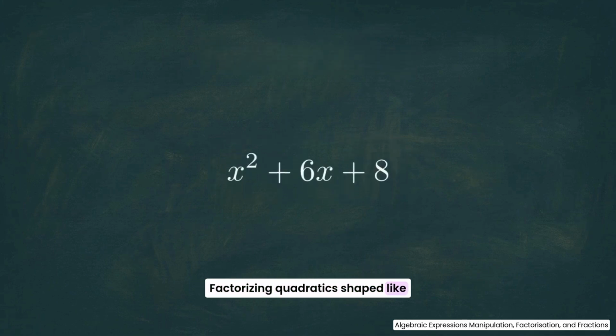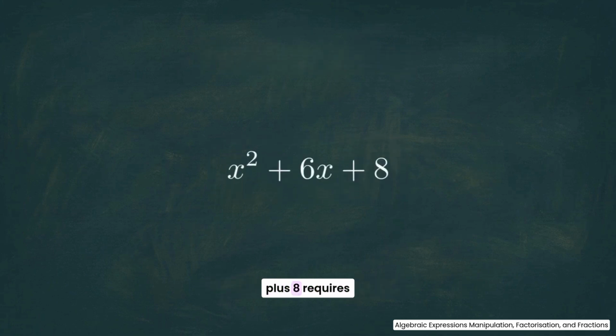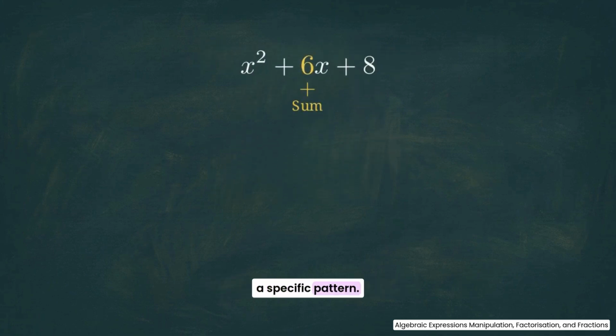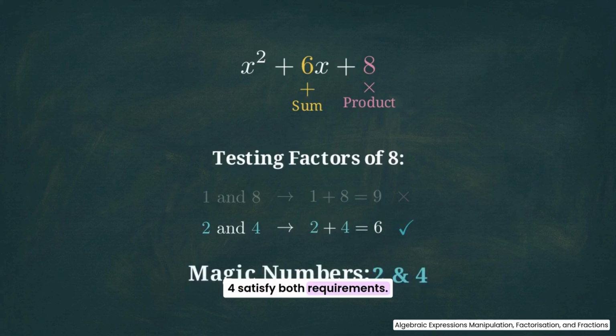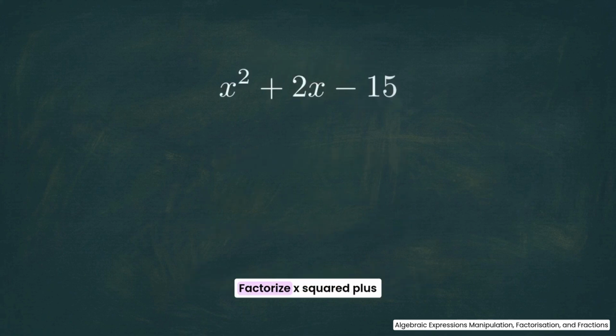Factorizing quadratics shaped like x squared plus 6x plus 8 requires a specific pattern. Find 2 numbers that add to the middle term, 6, and multiply to the end term, 8. The numbers 2 and 4 satisfy both requirements. Give it a try. Factorize x squared plus 2x minus 15.